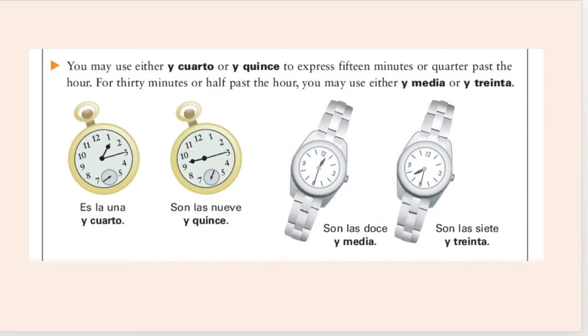For 30 minutes or half past the hour, you may use either y media or y 30. For example, son las 12:30 or son las 7:30. Similarly, y media I believe is more frequently used and more common to hear. Y 30 can be heard oftentimes in Texas and Mexico with the contact of the English and Spanish languages.